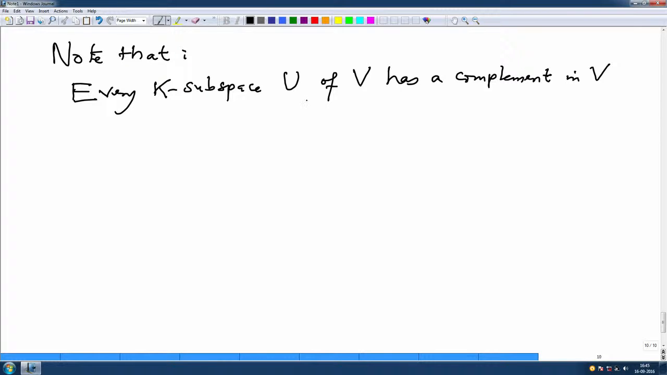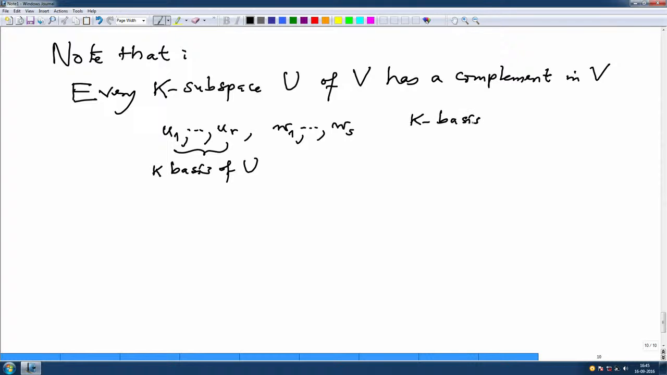Why? Proof is very simple. What you do is you take a basis of U, u1, u2, up to ur, this is a basis of U. And extend by adding a few more vectors, w1 to ws, to a basis of V. And take W to be the subspace generated by w1 to ws, that is W is Kw1 plus up to Kws.